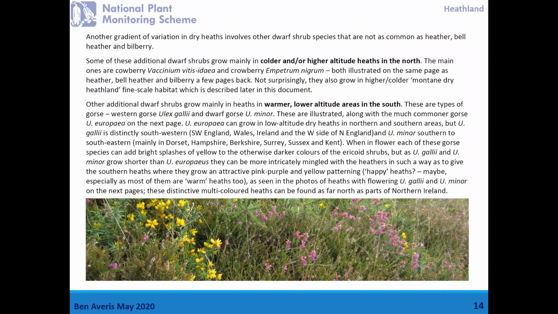On the other hand, down south, we can get another different group of species, particular kinds of gorse. The ordinary gorse, Ulex europaeus, is common throughout Britain. And it can grow in dry heaths all over the place, though not to a very great altitude. But further south, we can find the western gorse and the dwarf gorse. The western gorse has a generally western distribution up as far as southern Scotland and Northern Ireland, as a native anyway. The dwarf gorse is much more confined to the far south, but there's an isolated population in North Cumbria, oddly enough. We can see some closer pictures of these on the next page.